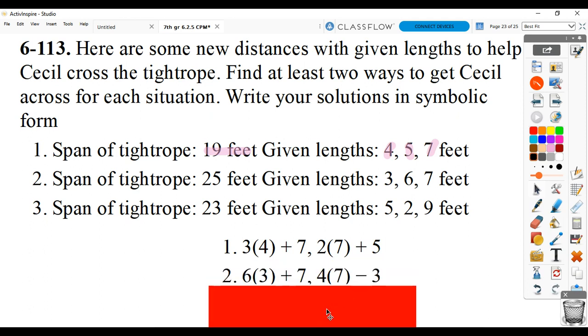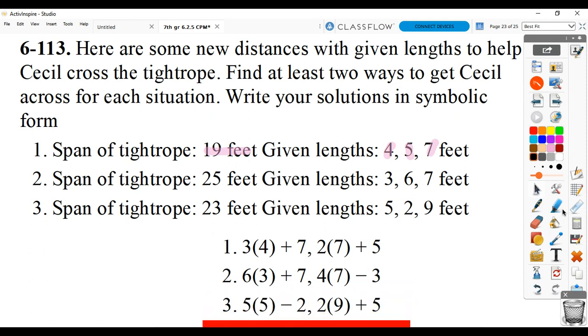For the second one, you could take 6 sets of 3 plus 7, or 4 sets of 7 minus 3. And that will give you the value of 25 that you need. And for the third one, you want to get a value of 23 using 5, 2, or 9, or all of them. So you could have 5 groups of 5 minus 2, or 2 groups of 9 plus 5. Again, there's other possibilities as well.